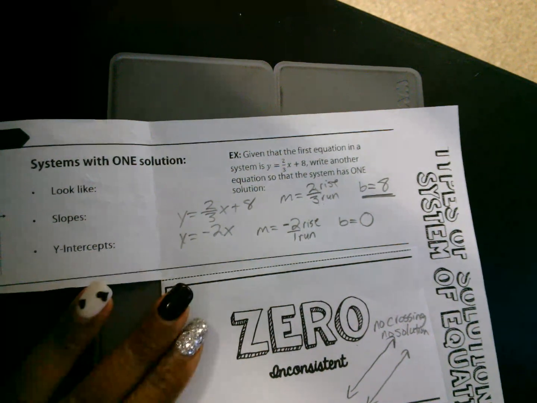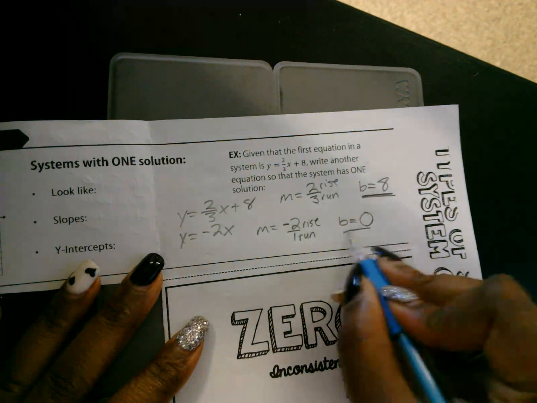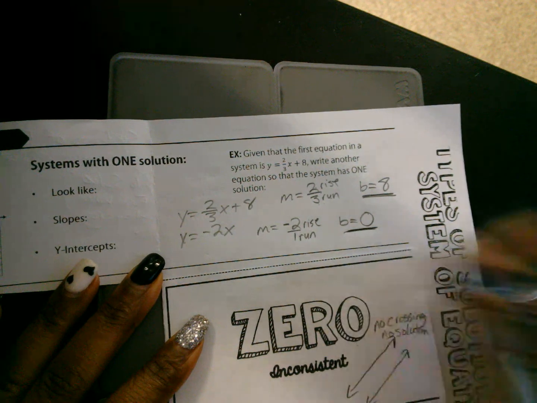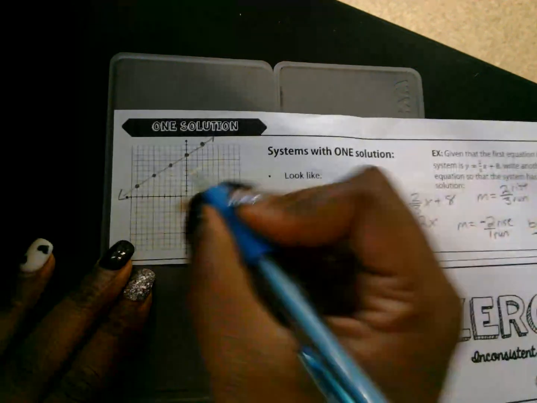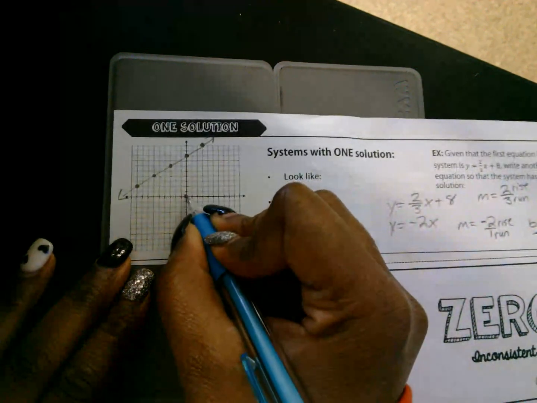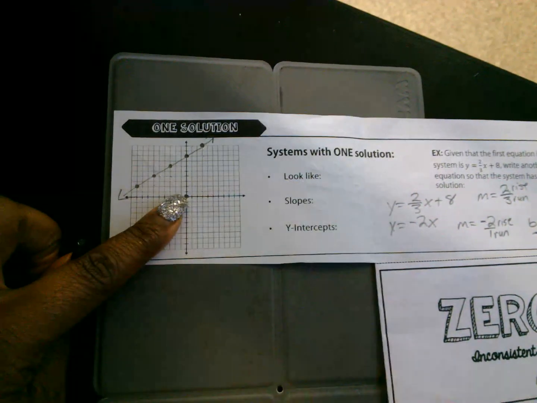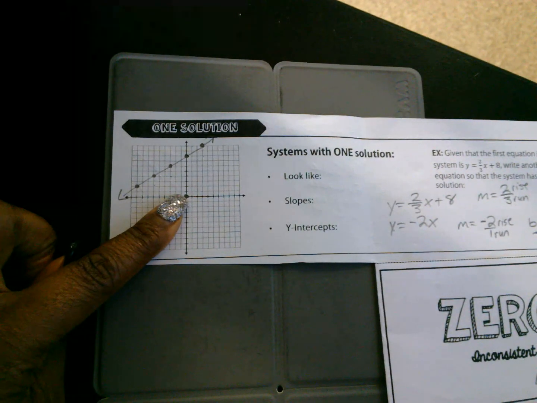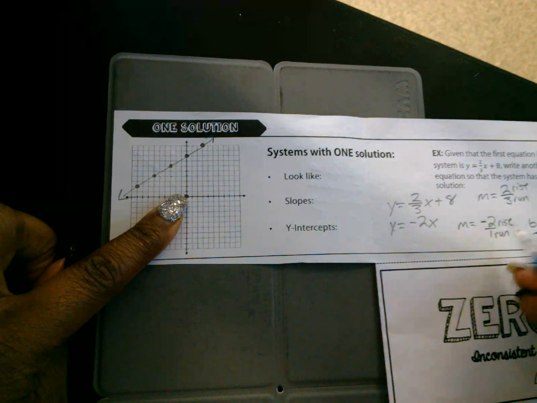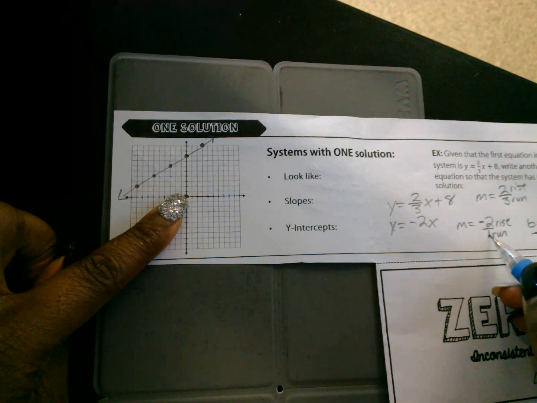So now we're going to find 0 on the y-axis. 0 on the y-axis is right here at the origin. We're going to use our slope, negative 2 over 1, to put points on the line. Down 2 to the right.